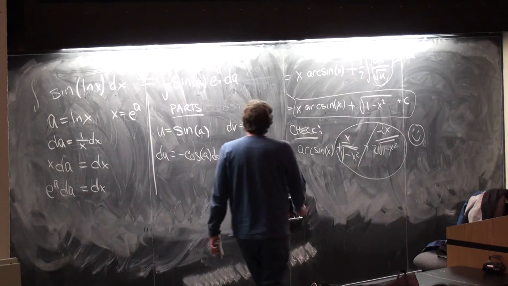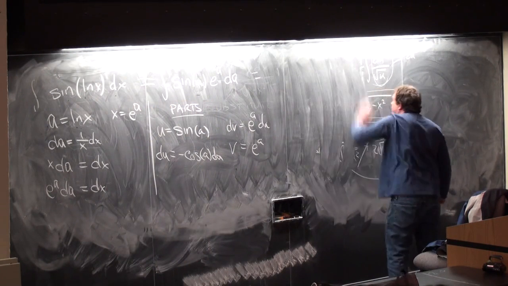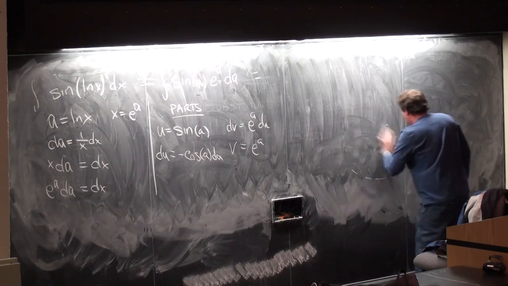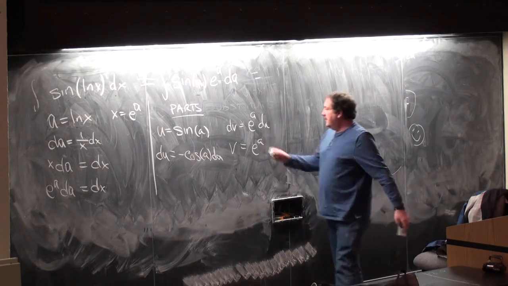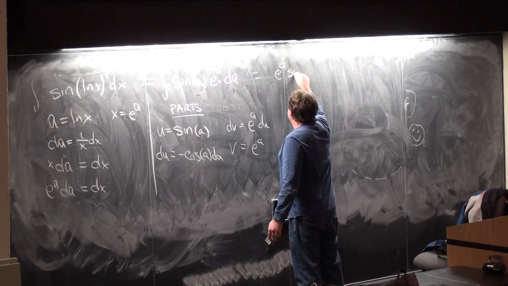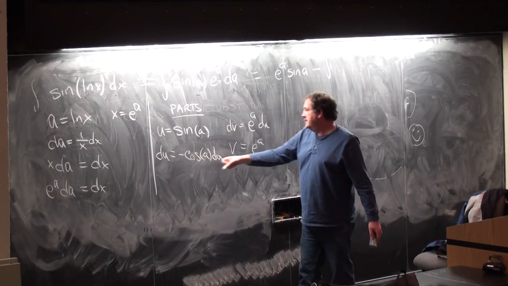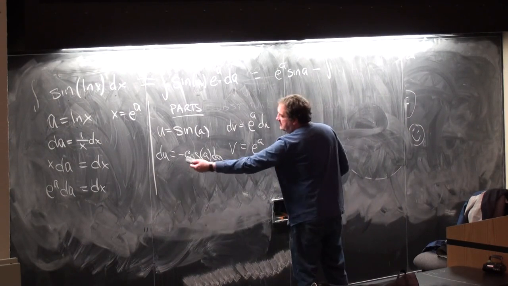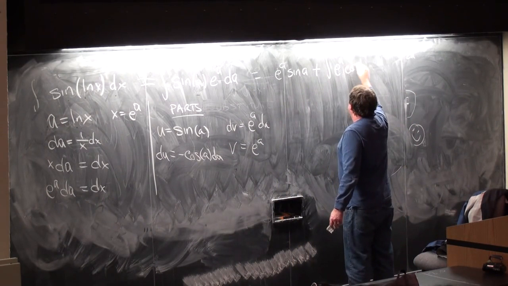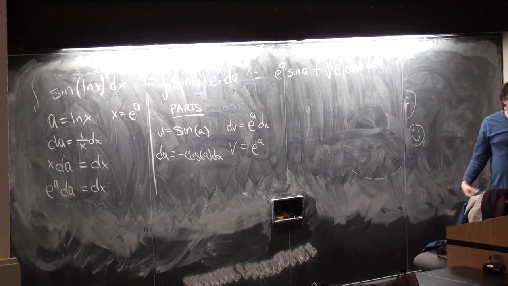And so now this becomes something. It becomes uv, so e to the a sine a, minus the integral of v du. Since it's a minus, it becomes a plus, e to the a cosine a dA. And then I do parts again.